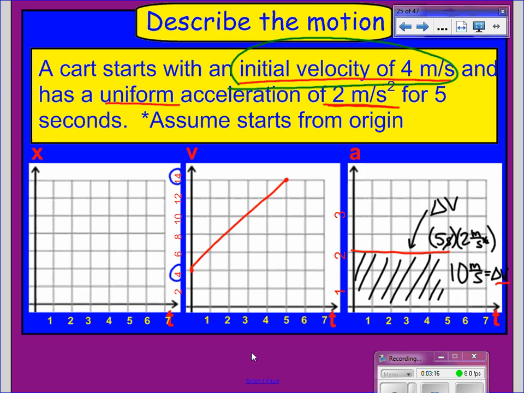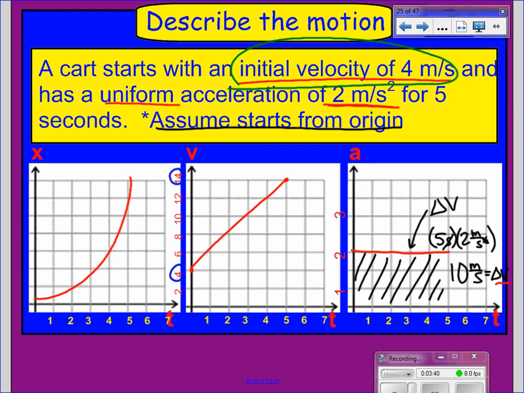Finally, I want to draw my position versus time graph. Well, let's think about this. We know that the object is starting at the origin because it tells us that we can assume that. And I know that the object is moving away from the origin, speeding up. So that tells me that the object is going to have a position versus time graph that looks something like this.